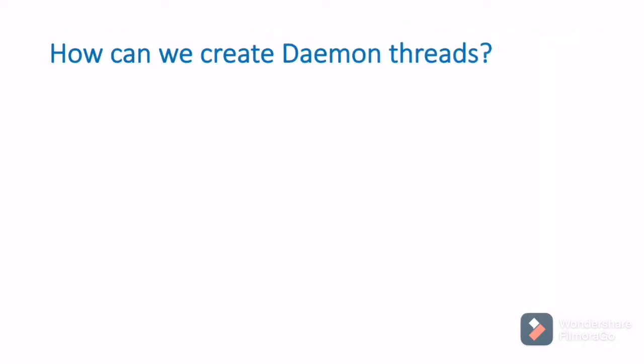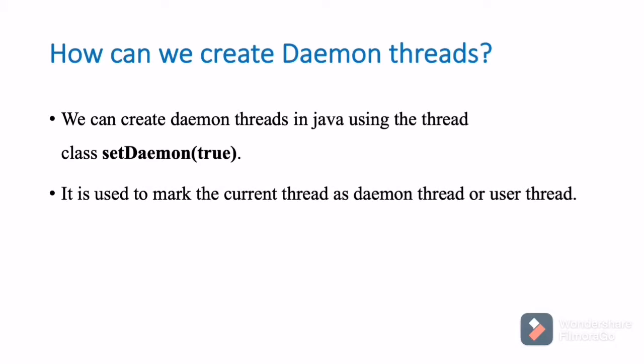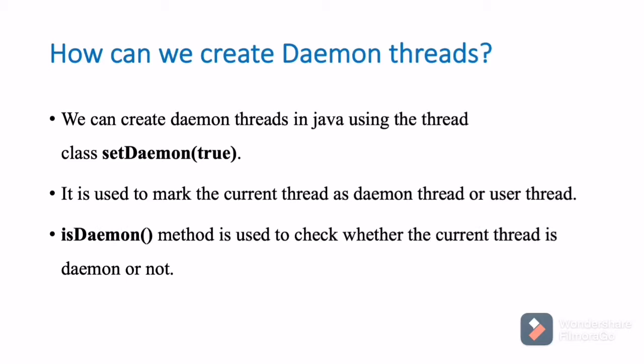How can we create daemon threads? We saw daemon threads earlier. Just to revise, daemon threads are threads created by the JVM, and they are used for performing background tasks. How can we create this thread? There is one method called setDaemon. If you pass true to this method, it will create a daemon thread. It is used to mark the current thread as a daemon thread or user thread based on the true or false value. And there is another method called isDaemon. It is used to check whether the current thread is a daemon or not.